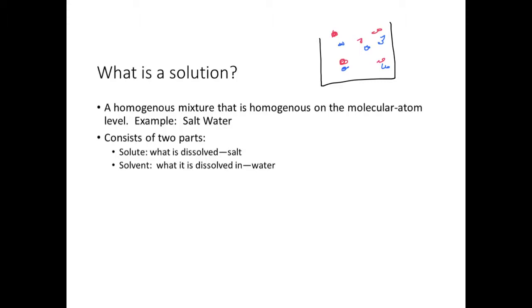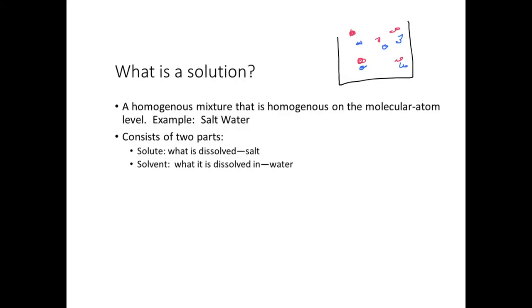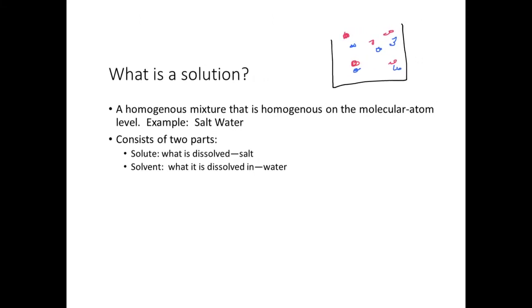We talk about solutions having two parts. We talk about them having a solute. Whoa, that's not supposed to happen. A solute is what is dissolved. In our salt water example, we're dissolving the salt in the water, so our salt would be our solute. What you dissolve something in is referred to as your solvent. In our example here, we're dissolving salt in water, so water is our solvent.